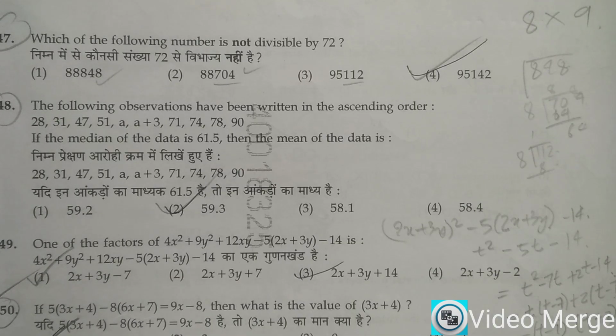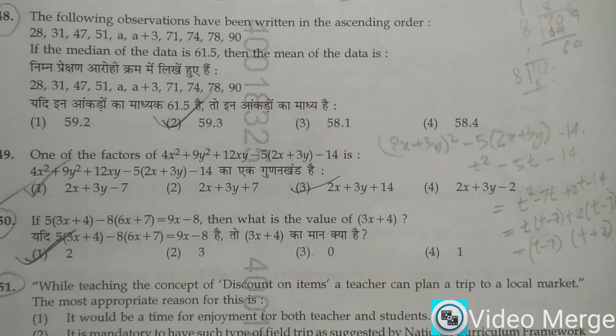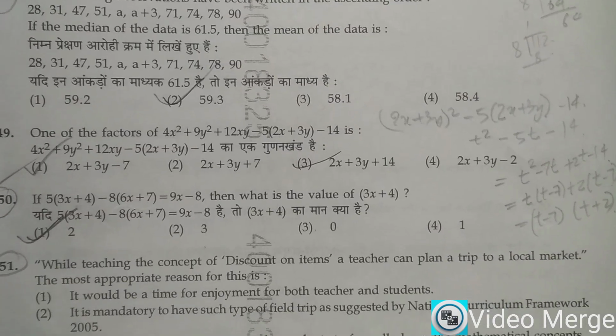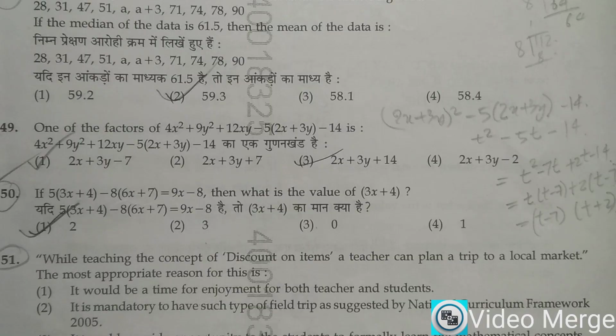One of the factors is 2x plus 3y minus 7. That is the correct answer.